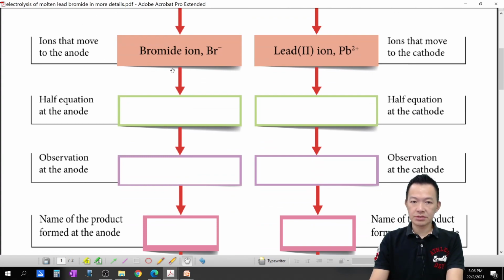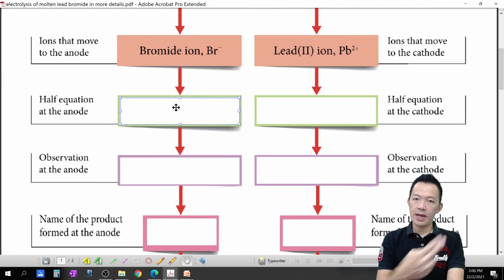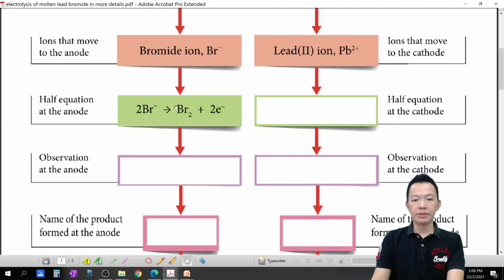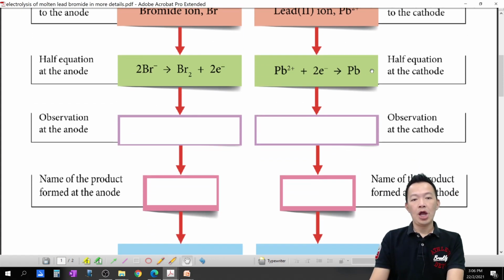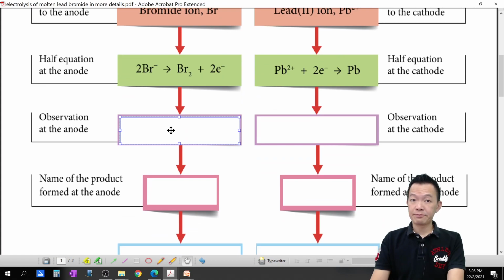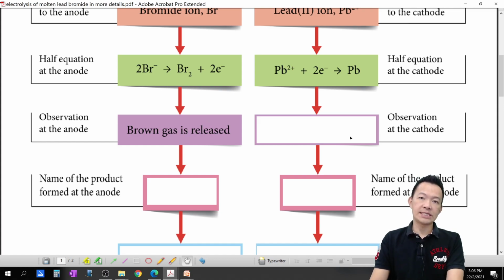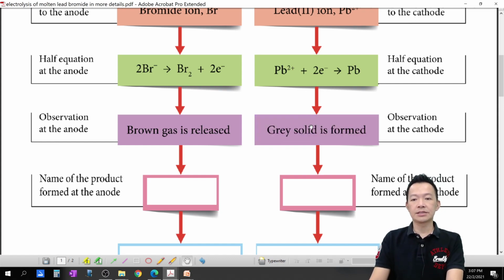Ion that attracted to the cathode，谁会跑去 cathode 然后收 electron 呢？cathode 就是收 electron，谁去收 electron 呢？lead ion，lead 的离子。Have equations. So bromide 做什么？Two bromide lost two electron to become bromine. Electron flow through the wire. Electron 流过来，对不对？And gained by lead ion. Lead ion 拿走，变成了 lead. Observation: brown color gas, pungent smell. Brown gas is released. 这边就是 shiny gray, silvery gray. Gray solid is formed.